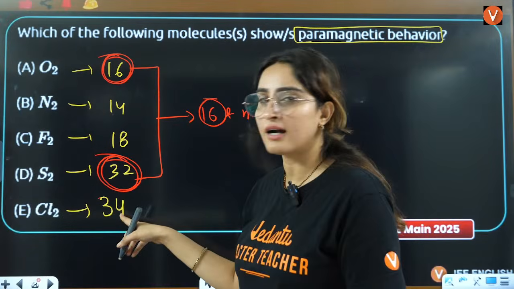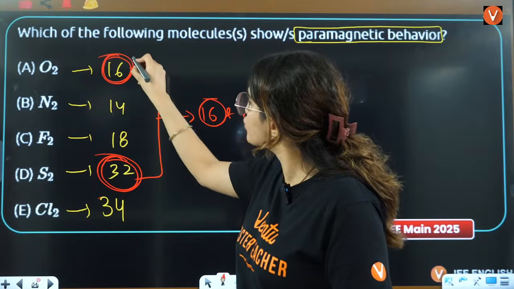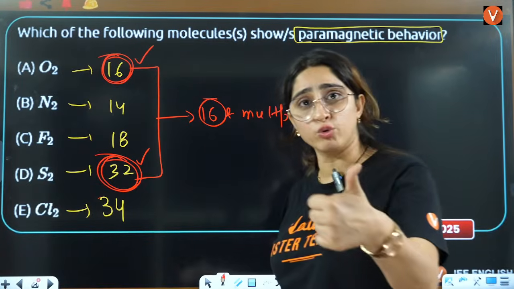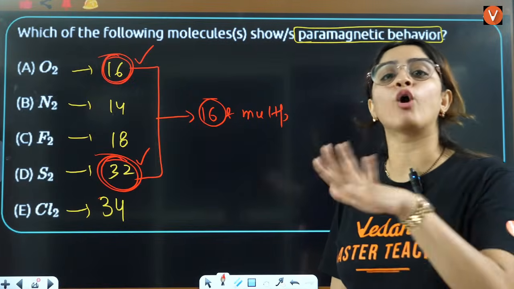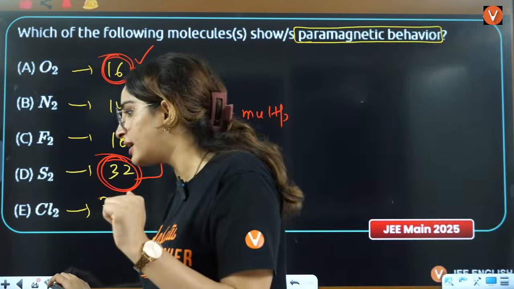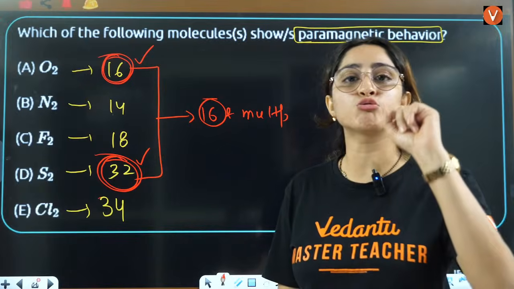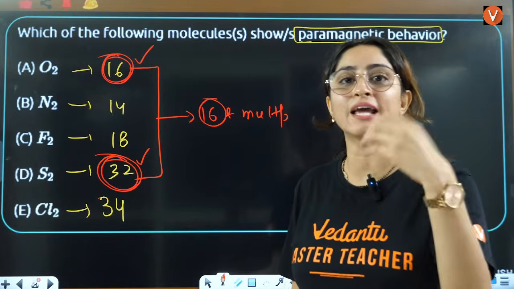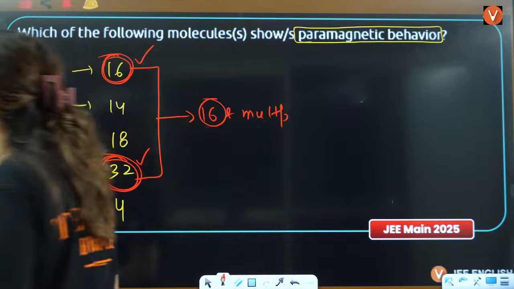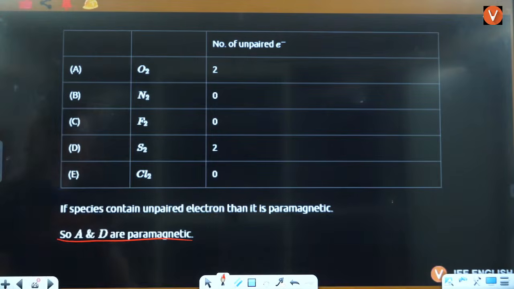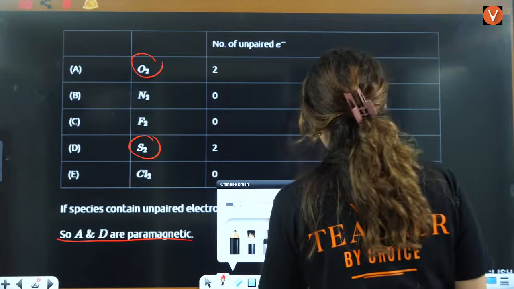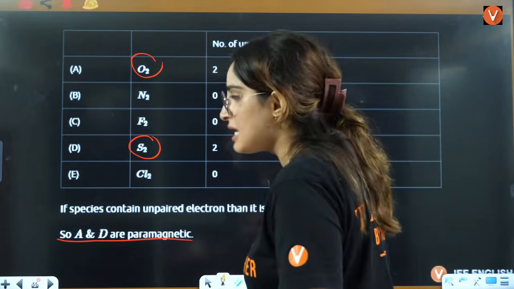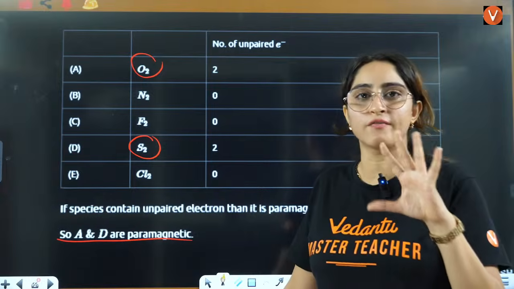This is 34, and these two are the exceptional cases like B2, O2, S2. They are paramagnetic even though they have an even number of electrons, right? Because sulfur is going to show the same situation as oxygen. It is going to show this because they belong to the same group, so the same kind of bonds they will show.